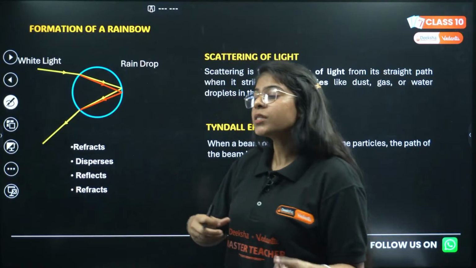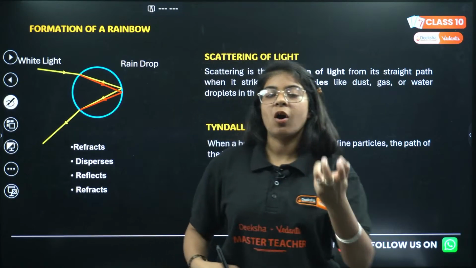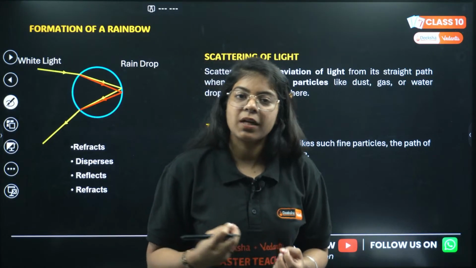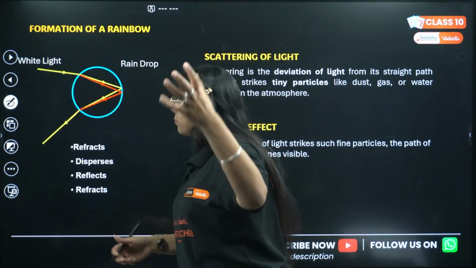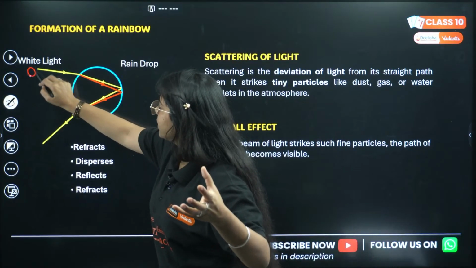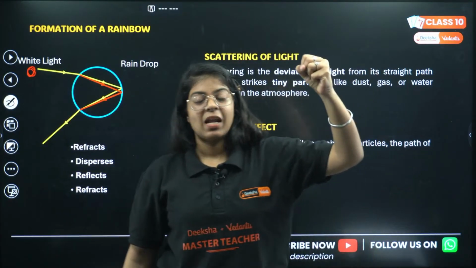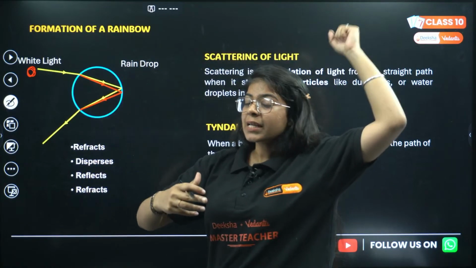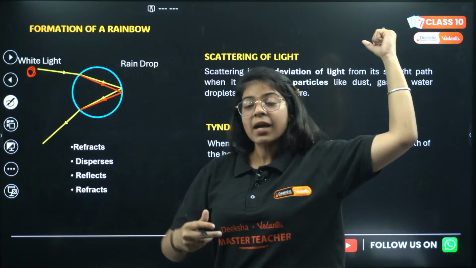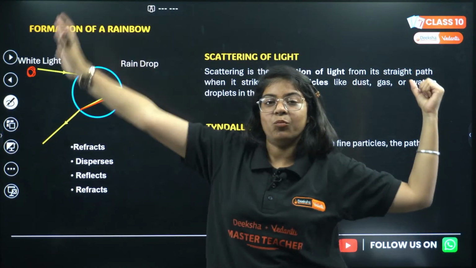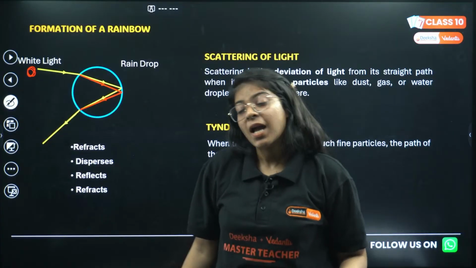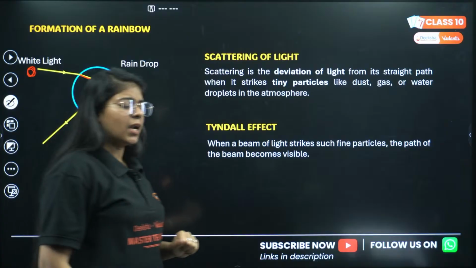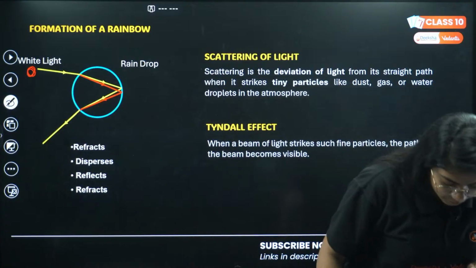Correct? Because there are water droplets that are still left in our environment due to that rain. Now if there is a sun, and we have water droplets here, if the sun is behind your back, you can see a rainbow in front of you. That is happening because water droplets are present in the air. Now what exactly happens?